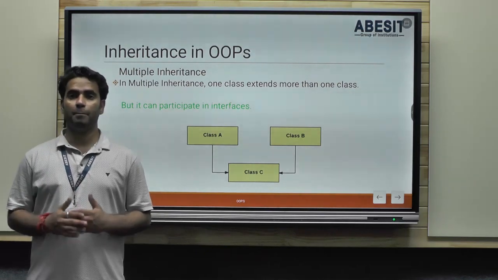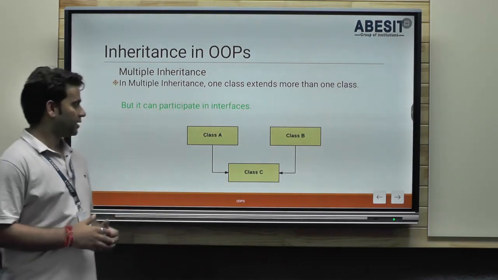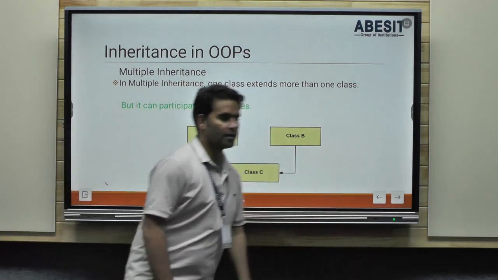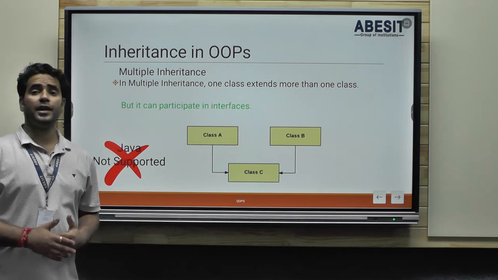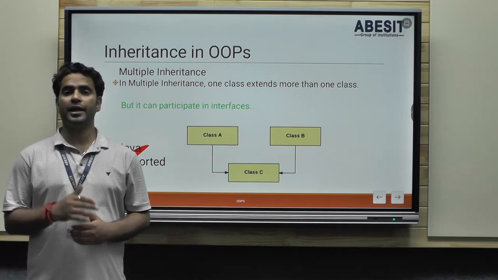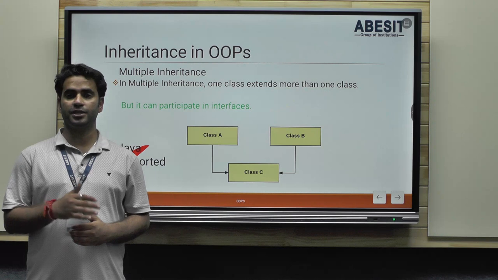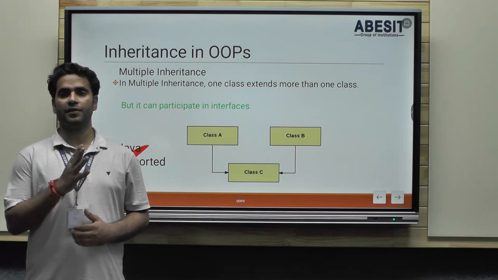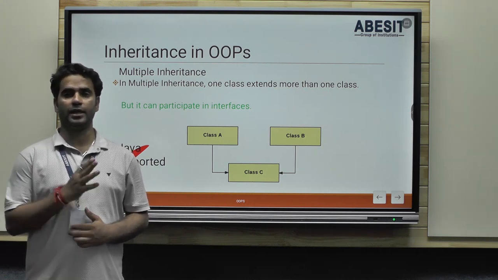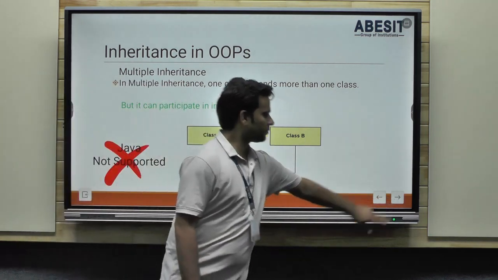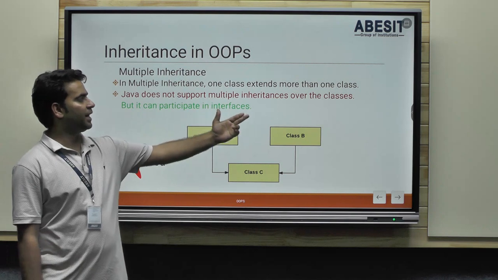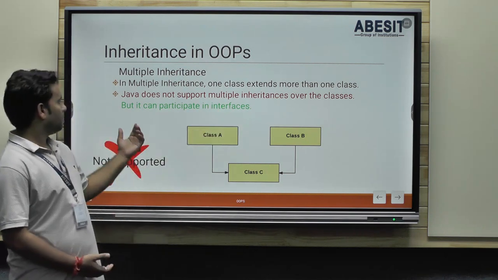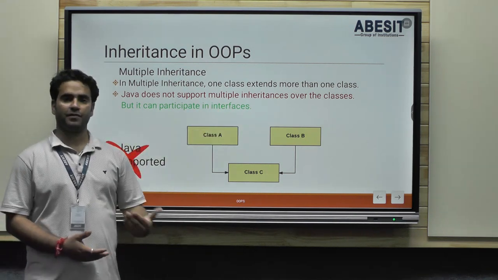But in Java, there is a big but, that is, Java doesn't support multiple inheritance. Multiple inheritance is only possible in Java using interfaces, not with classes. Java doesn't support multiple inheritance over classes, but it can be achieved with interfaces.